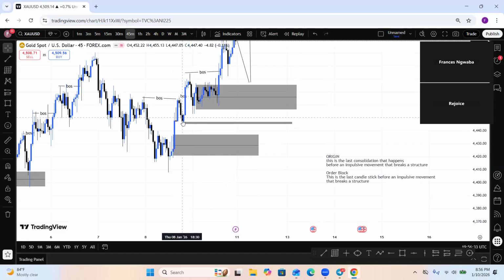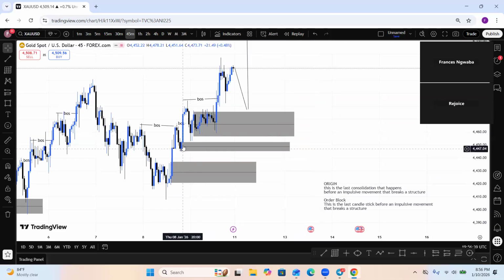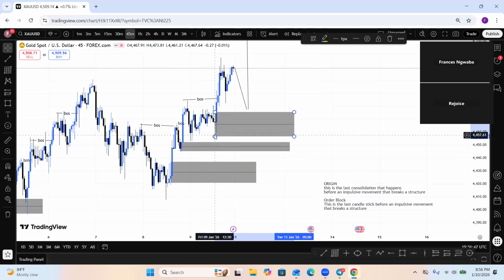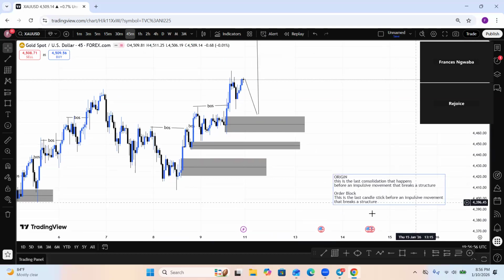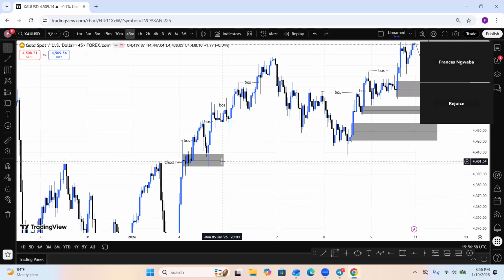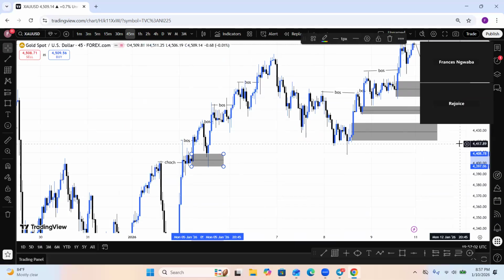Here, this is the other block. That's the last candlestick before the impulsive movement. You know the meaning of impulsive, before the big movement that broke this structure. Then here, this black tiny candlestick is our other block, and that's what we mapped out. So our order blocks are the last candlestick before the impulsive movement that breaks the structure. Here, this candlestick is this tiny black candlestick.